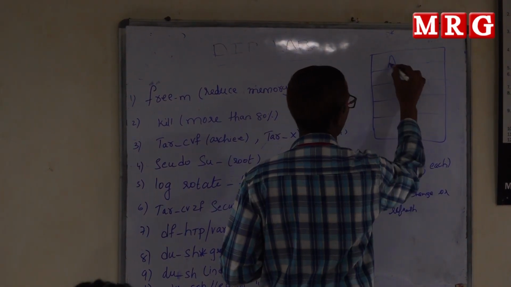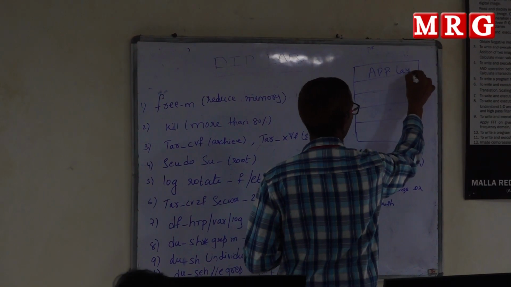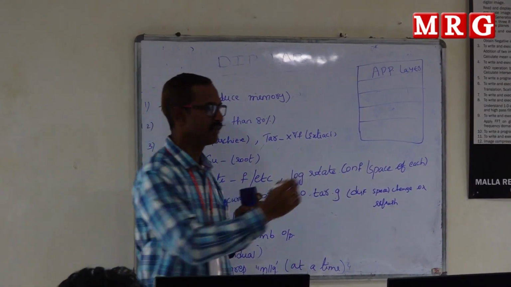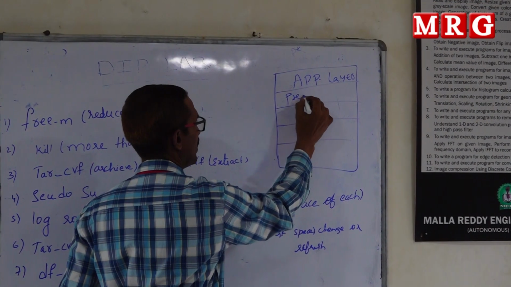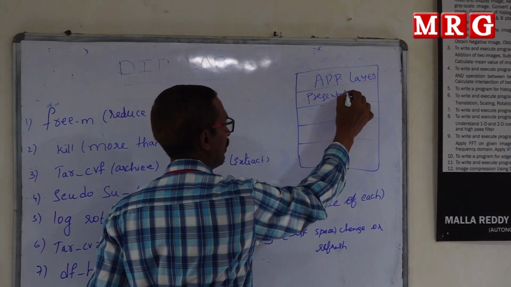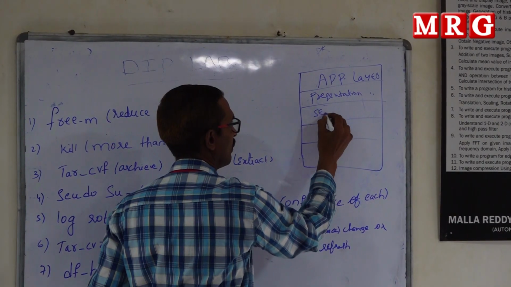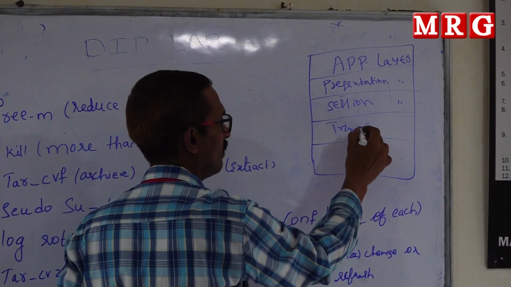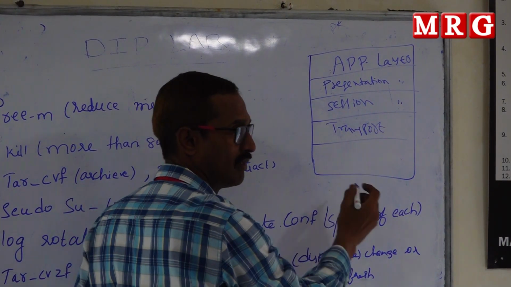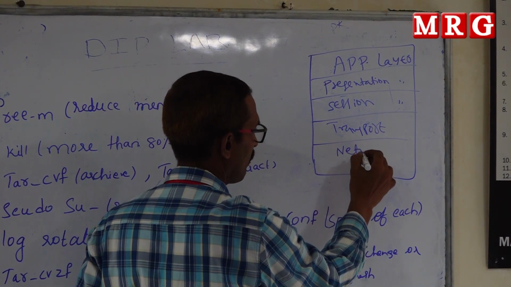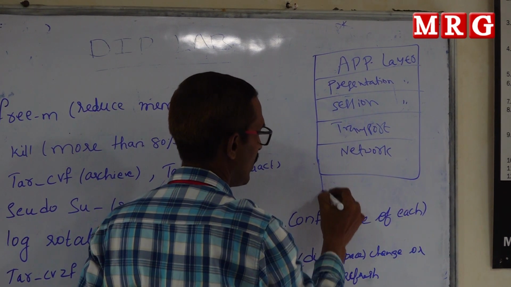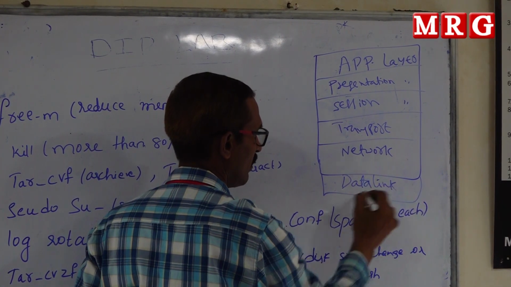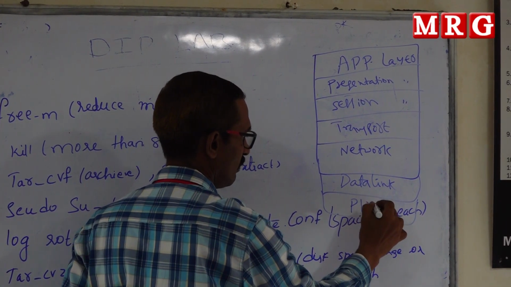You can write application layer. It's the top layer. Application layer is the top layer. Next we have the presentation layer. Session layer. Transport layer. Network layer. Data link layer. Physical layer.